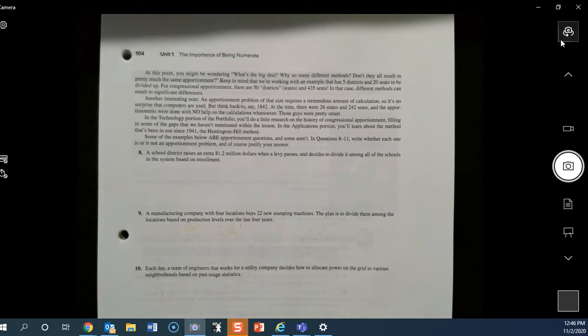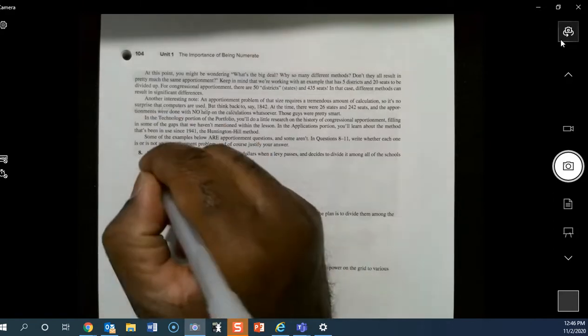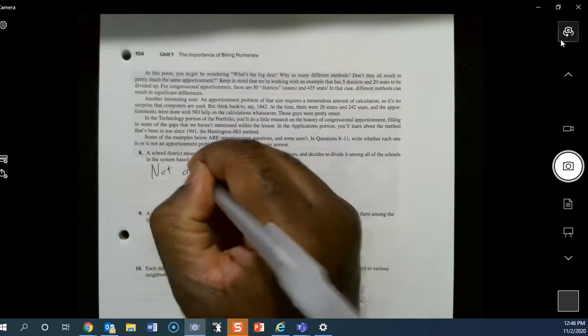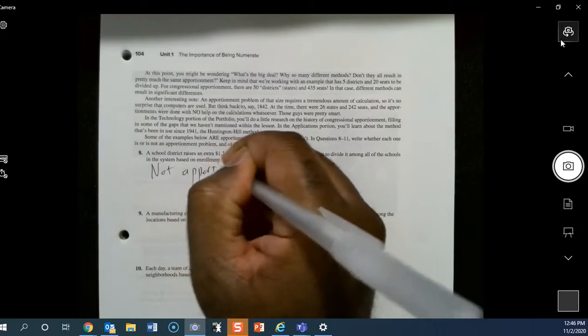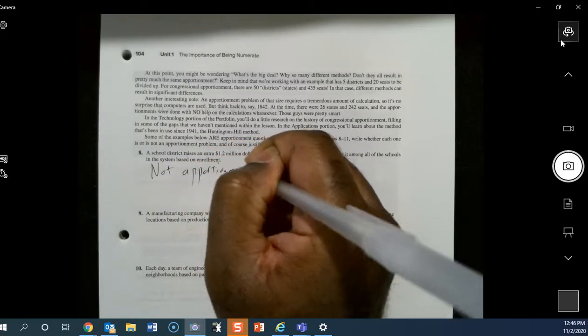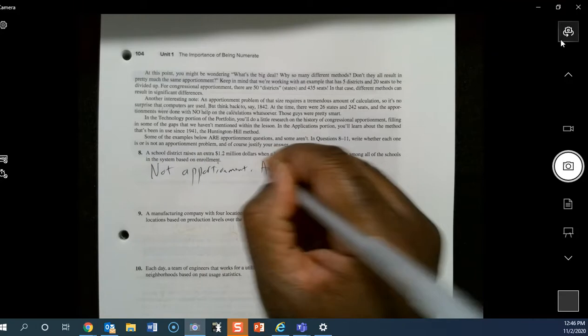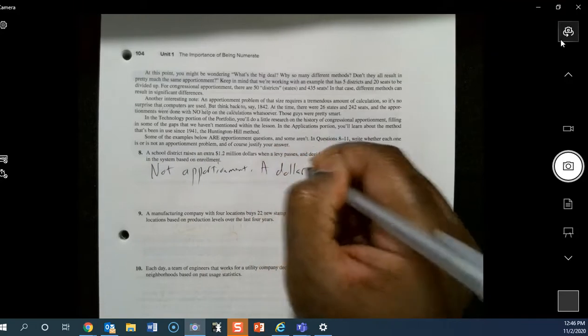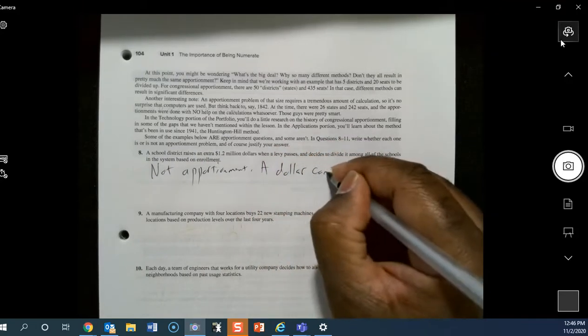Okay, number 8. A school district raises an extra $1.2 million when a levy passes and decides to divide it among all of the schools in the system based on enrollment. Okay, this would be not apportionment, and that's because a dollar can be divided up.